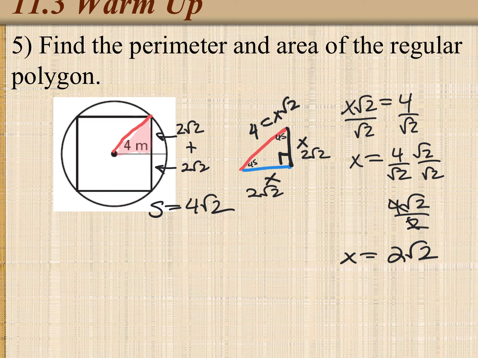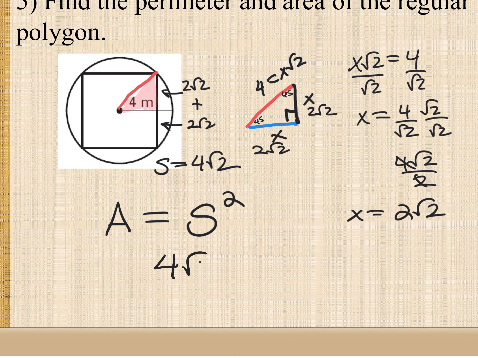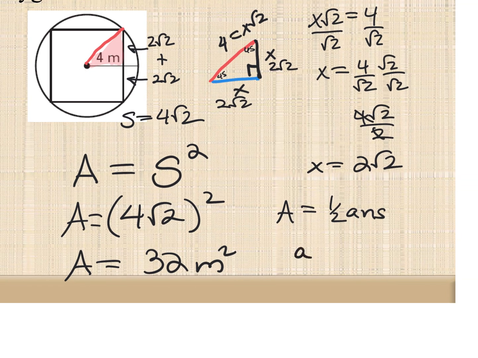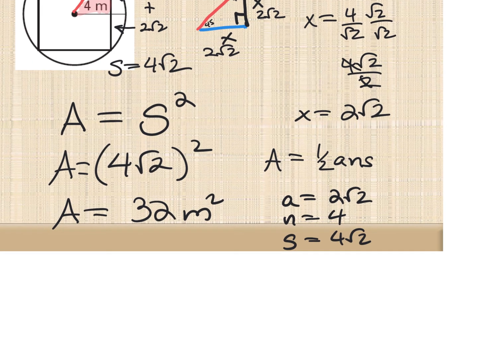Remember, back in your elementary school days, you can find the area of a square by just doing side to the second power. So I'm just going to do 4 square root 2 squared, and my area ends up being 32 meters squared. Now, if you didn't want to use area equals side squared, you can also do area equals 1/2 a n s, because again, we already have everything we need. The apothem is 2 root 2. The number of sides in a square is 4. The side length is 4 root 2. And then you can plug it into the formula and get the exact same answer.